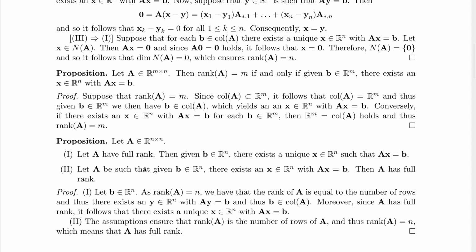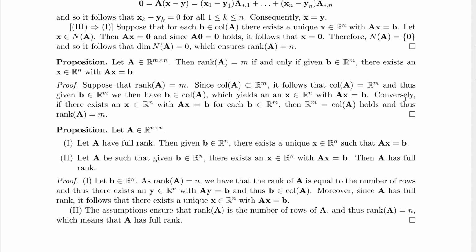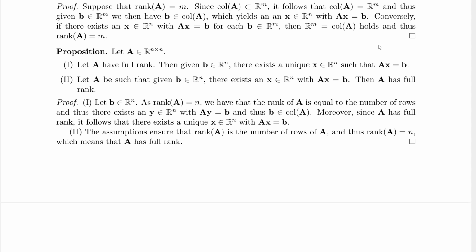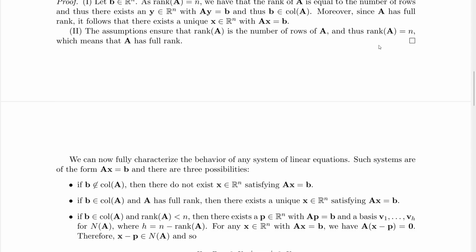And the reverse: suppose that every system is consistent for a square matrix. Then the matrix has to have full rank, because if every system is consistent, then the rank is the number of rows, which means it's the number of columns, because we have a square matrix, so you've got full rank. Nice. Equipped with all of this wonderful information, we can now fully characterize the behavior of any system of linear equations, in a much more formal fashion than before.